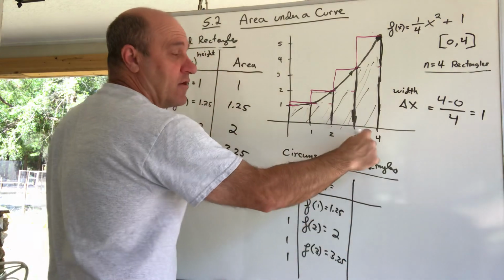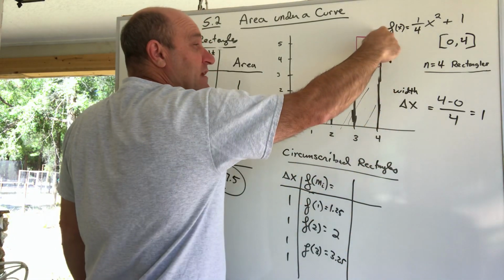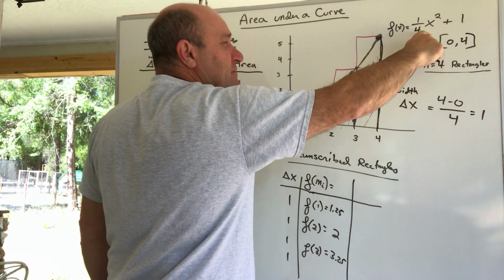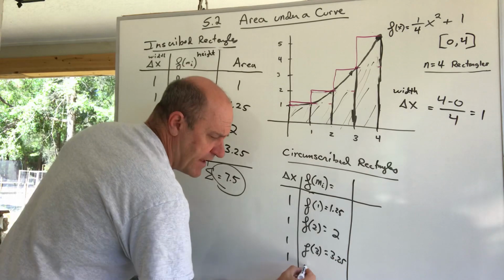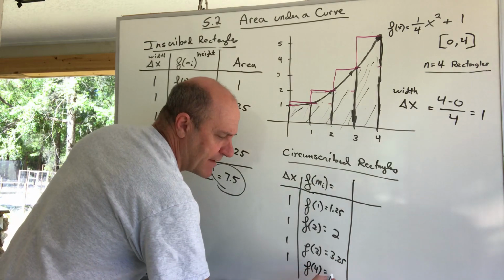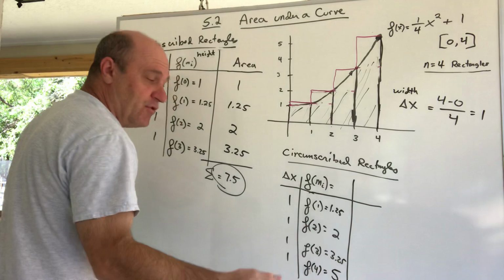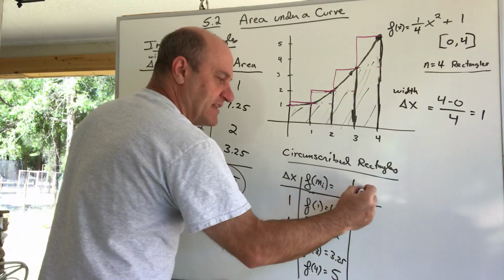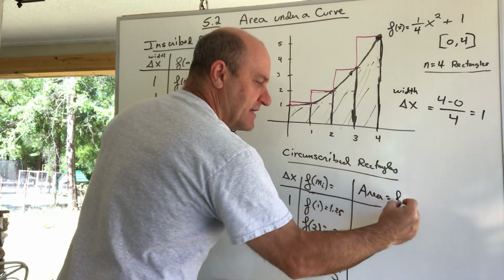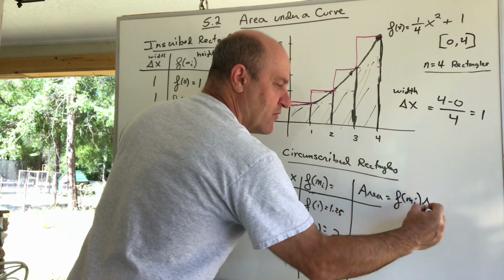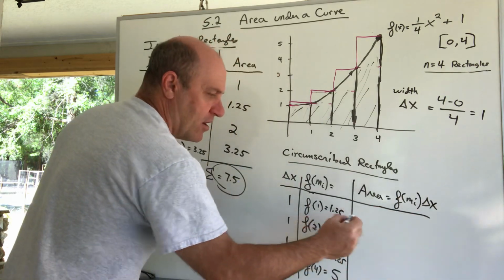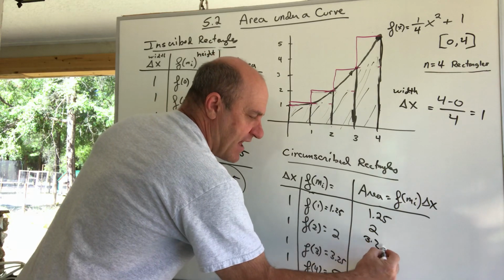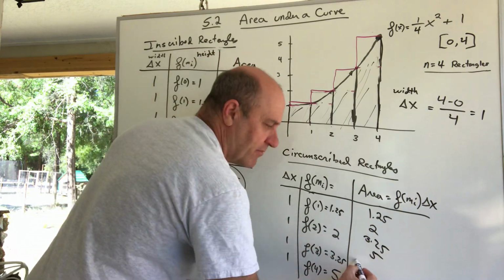For the last rectangle, I'm plugging in that right endpoint, 4, to get that height, which is 5, I think. 4 squared, 16 over 4. Yeah, it's 5. So I'm plugging in the 4, but I'm getting the height of 5. These are all my heights. I multiply my heights by my widths, because that's what area is. And here they are: 1.25, because the width is 1, 2, 3.25, and 5.